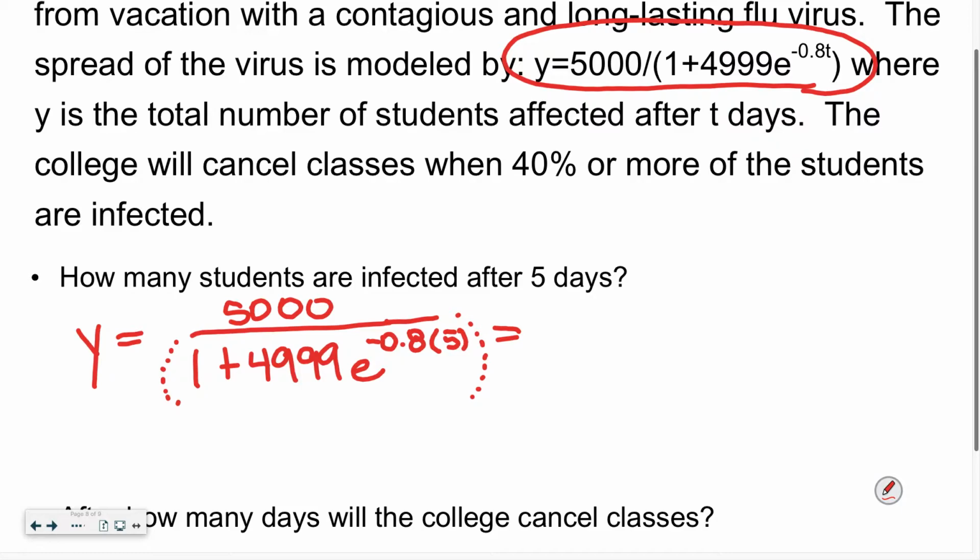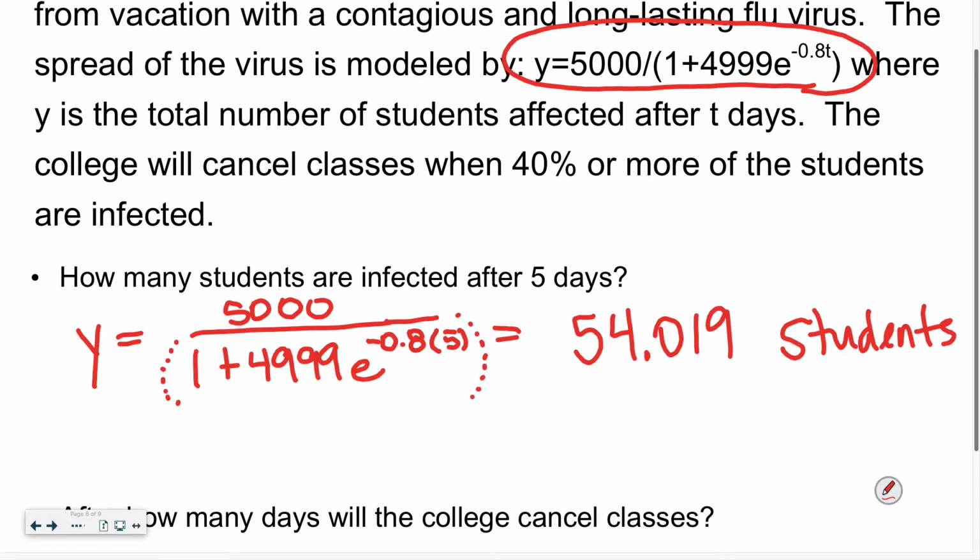How many students are infected after 5 days? 54.0. You agree? Oh my gosh, after 5 days we have 54 students. From the one person who came back with this flu, and 5 days later 54 students are infected.